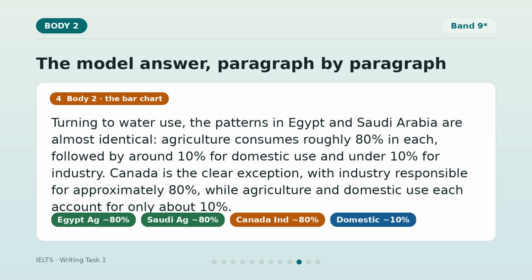Paragraph 4. Body 2. Turning to water use. The patterns in Egypt and Saudi Arabia are almost identical. Agriculture consumes roughly 80% in each, followed by around 10% for domestic use and under 10% for industry. Canada is the clear exception, with industry responsible for approximately 80%, while agriculture and domestic use each account for only about 10%.